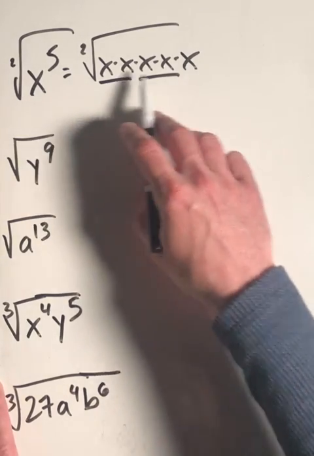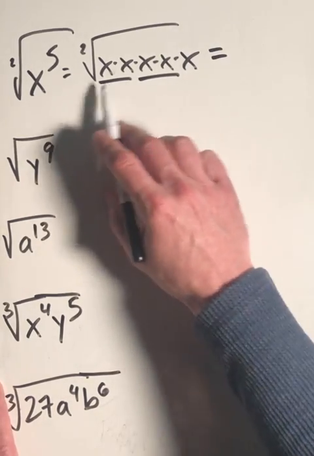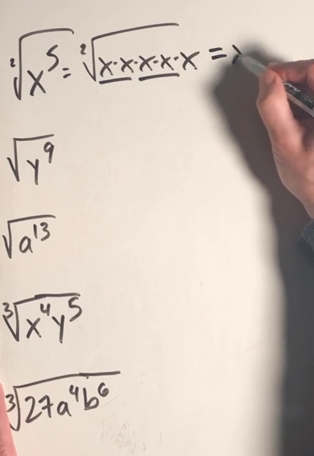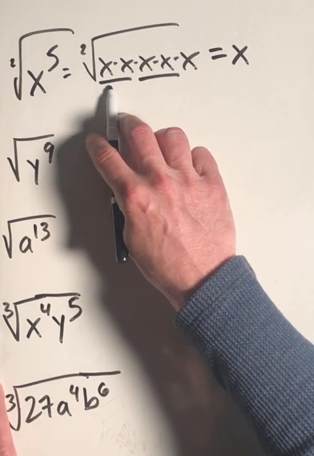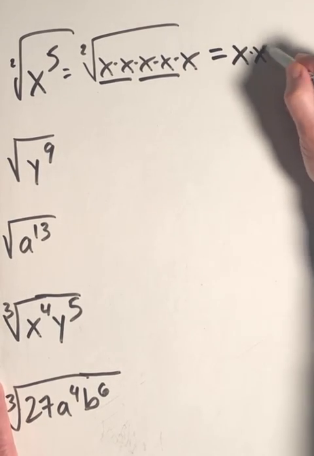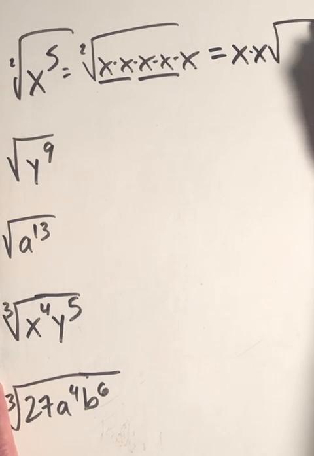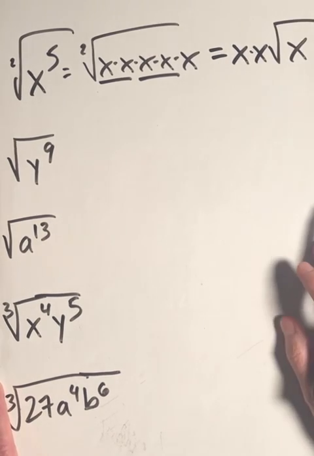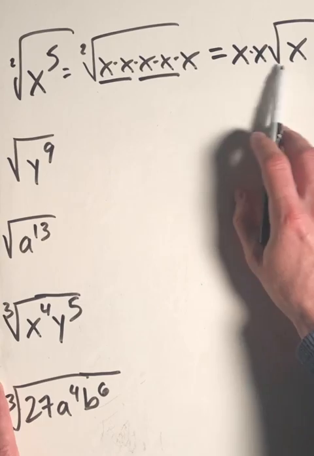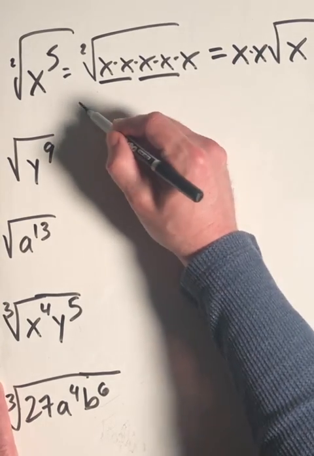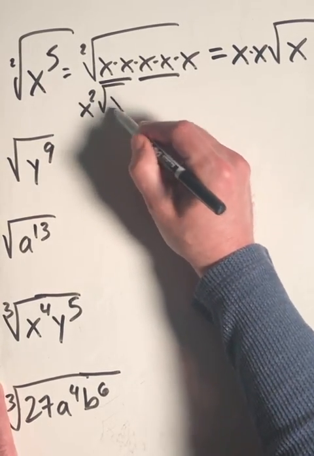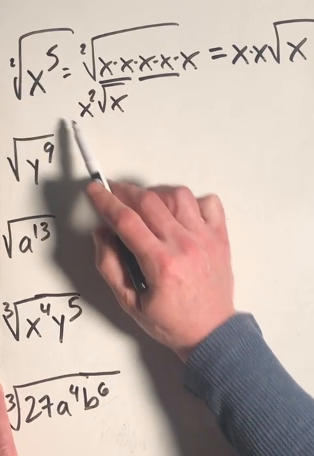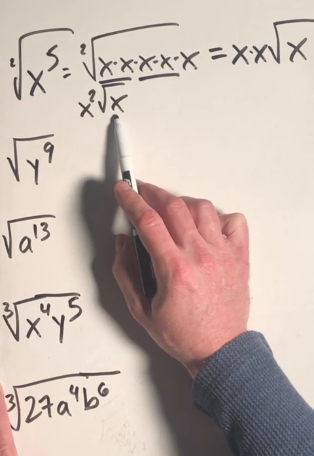Well, how many groups of 2 do I have? I have 2 groups of 2. So that's going to be an x for each of them. So it's an x here times an x out here. And then the square root symbol is still there with an x underneath. But we can simplify what's out here by taking x times x and making that x squared. So the square root of x to the 5th is really x squared radical x.